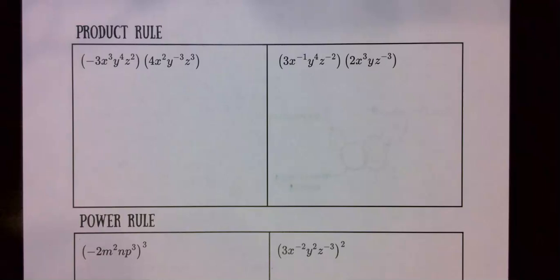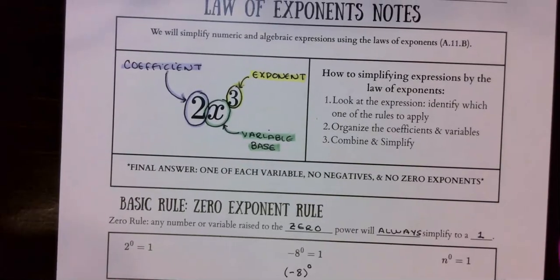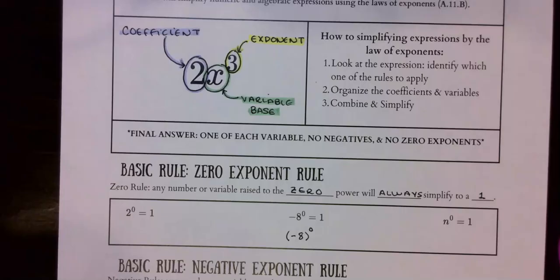Hello everybody, in this video we are going to continue our conversation about the different laws of exponents and how we're going to use them to simplify expressions. In some of our previous videos we talked about vocabulary, but we also talked about two of our most basic rules. Remember that we have a zero exponent rule, which tells us anything raised to the zero power is an automatic zero and can be eliminated.